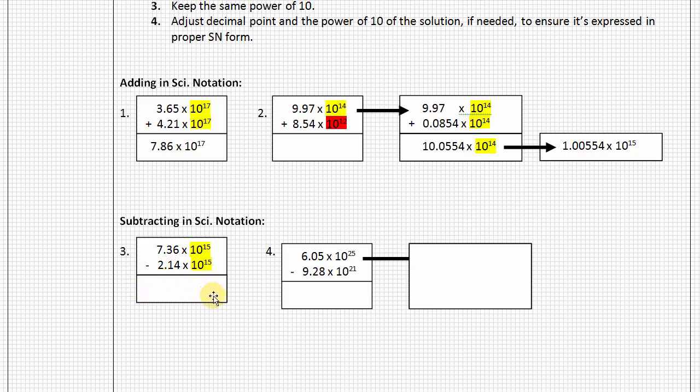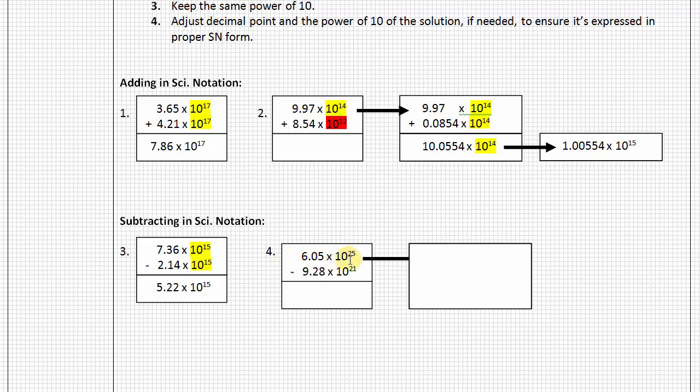So go ahead and do so. Remember, we're going to keep the power of 10 to the 15th. And let's compare and see if we agree. So subtracting those coefficients, I got 5 and 22 hundredths. I kept the power of 10 to the 15th, so our final answer is 5 and 22 hundredths times 10 to the 15th. Everything's in proper notation, or scientific notation, so this problem is done.